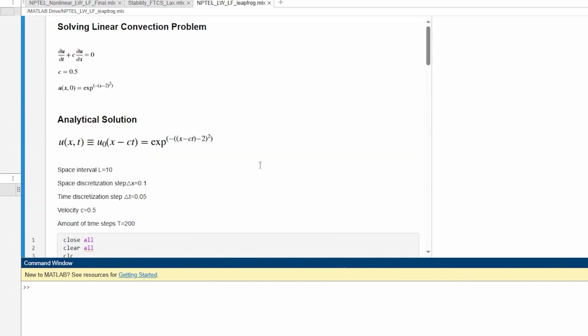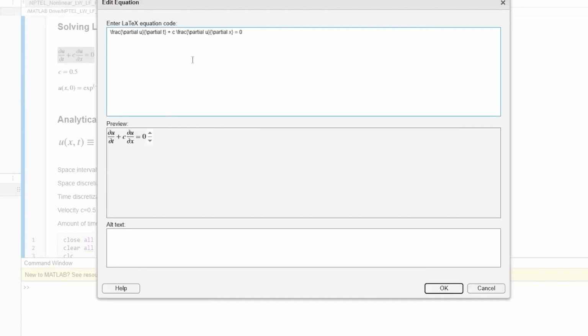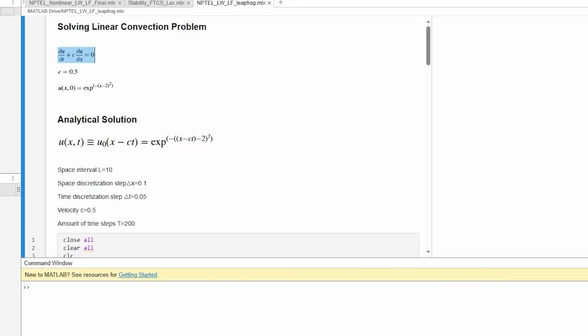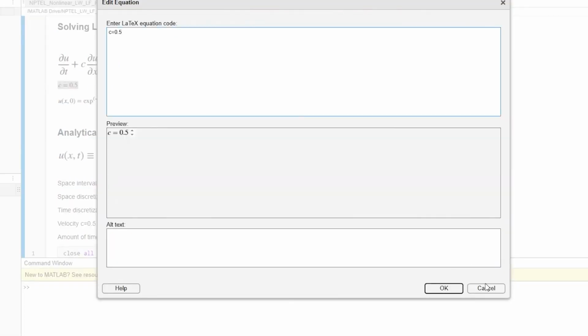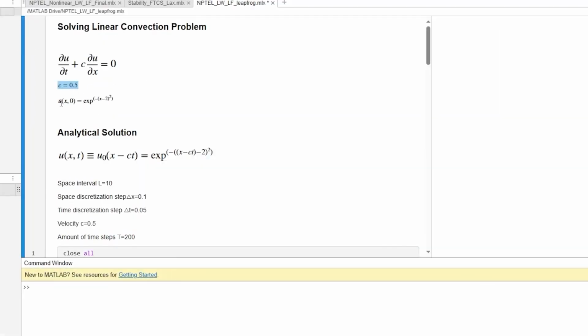I am solving this linear convection problem, which is del u by del t plus c del u by del x equal to 0. Let me make it a little bigger. This is the convection speed, which can change. I am using 0.5 now, but you can use different values. This is the initial function, exponential of minus (x minus 2) squared. If x is less than 2, it is growing, otherwise it will be decaying, because there is a negative sign here.